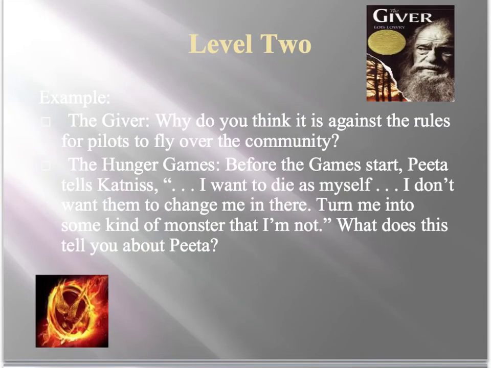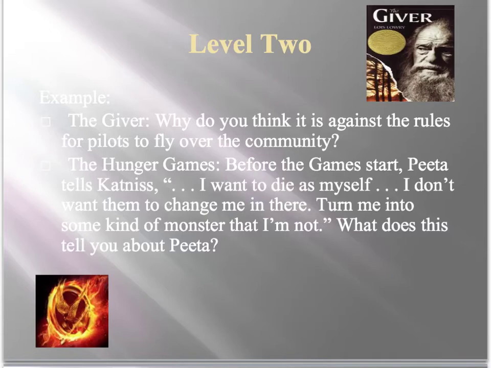We have two examples, one from The Giver. Why do you think it is against the rules for pilots to fly over the community? Now, I'm sure that would be an easy question to answer. We could say it was the way that Jonas reacted, the fact that the pilot was released, and all of these are going to give you clues. So I'm going to use the text evidence, but I still have to infer the information.